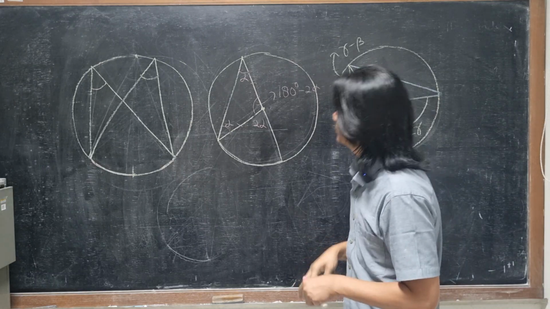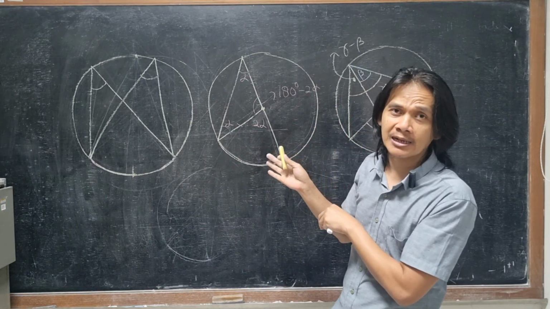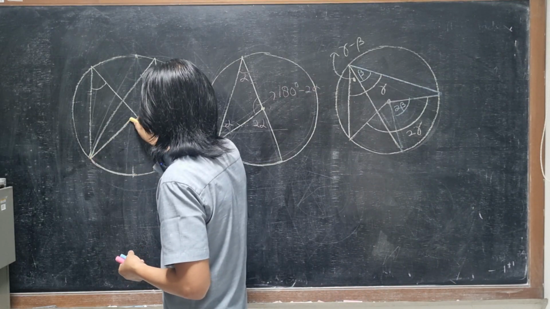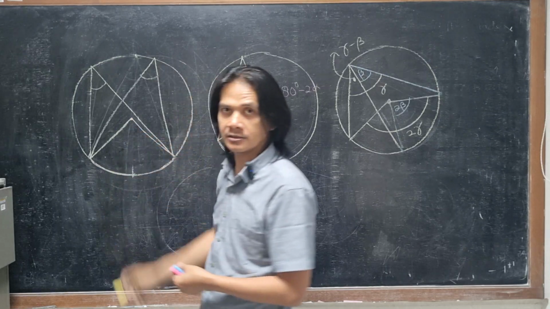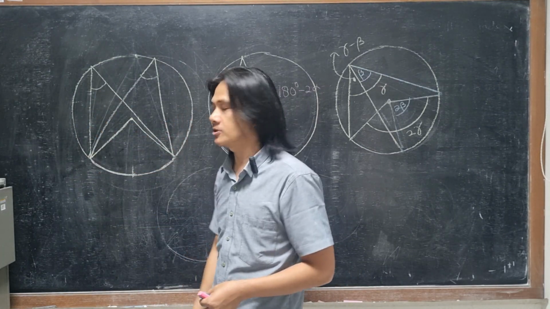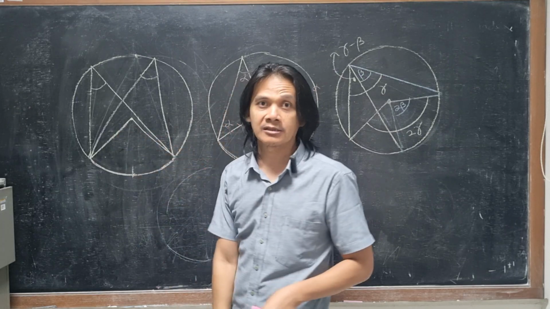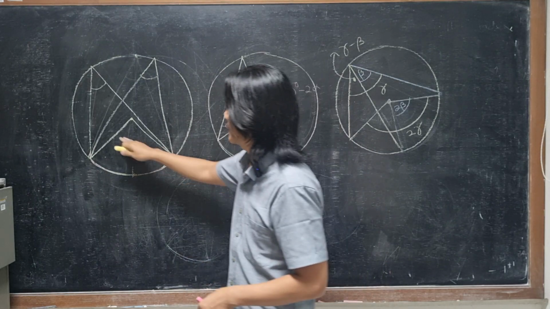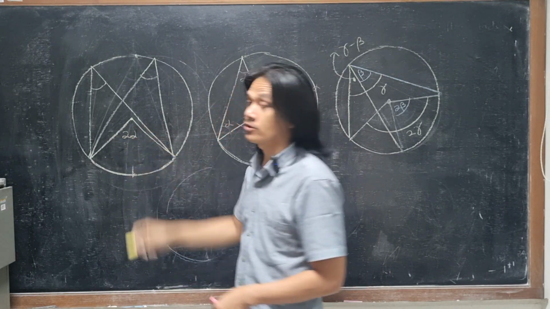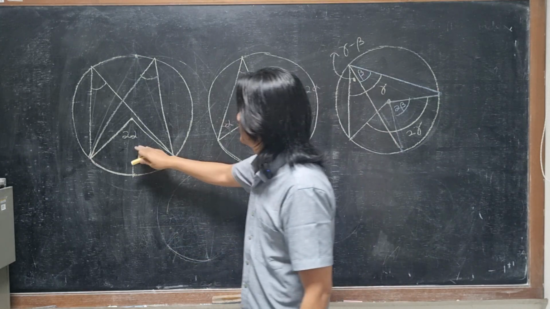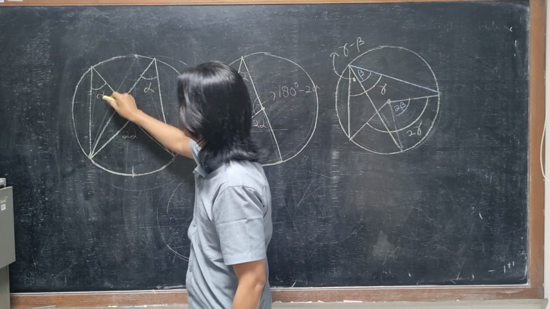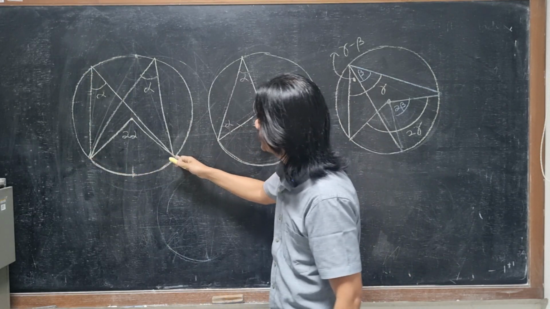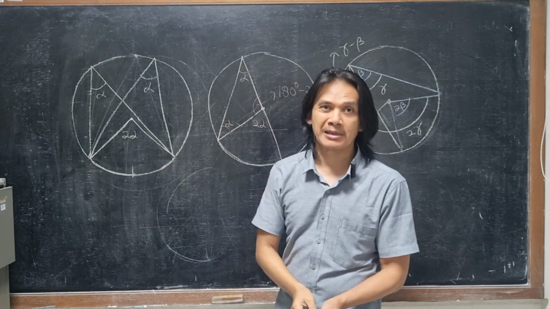Why? Because according to the inscribed angle theorem that we have just shown, this angle is exactly half of that central angle, and that angle is also exactly half of the same central angle. So since these two angles are exactly half of the same central angle, let's call that central angle twice alpha, then this guy is alpha and that guy is also alpha. Therefore, any inscribed angle facing the same arc must be of equal measure.